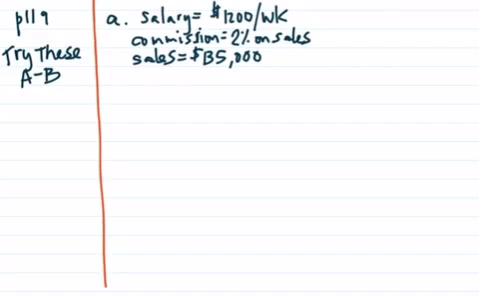From page 119, at the very bottom, problem A says a salesperson at a car dealership has a salary of $1,200 per week plus a 2% commission on sales. If a salesperson has sales of $135,000 in 1 week, what was he paid that week? So I pulled out information already that says his salary was $1,200 a week, what the commission was, and what the sales were.